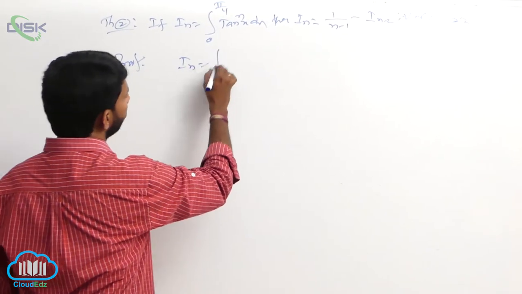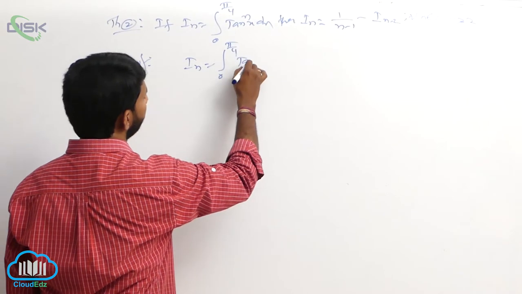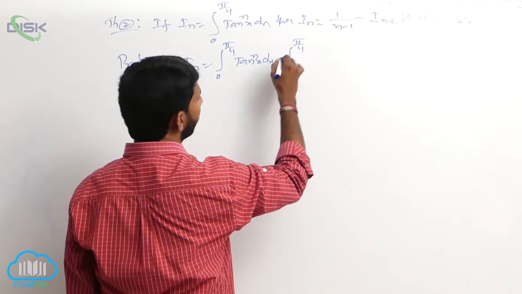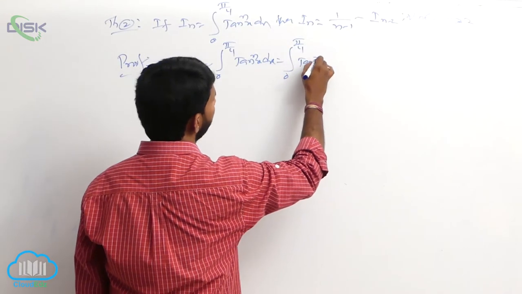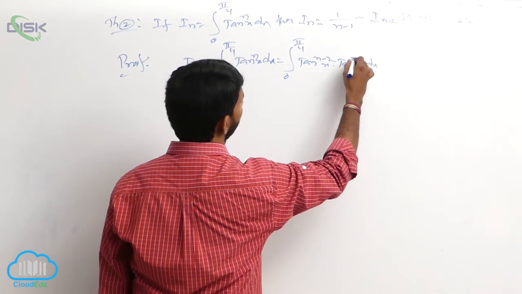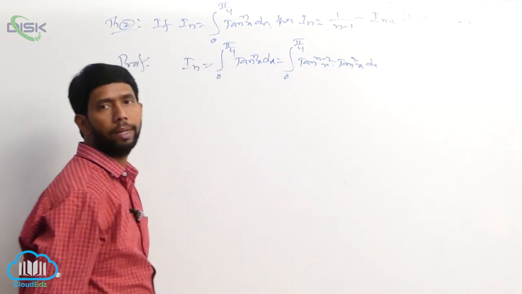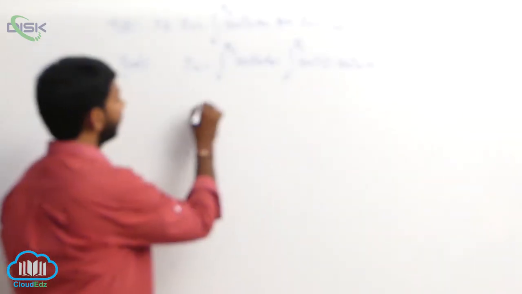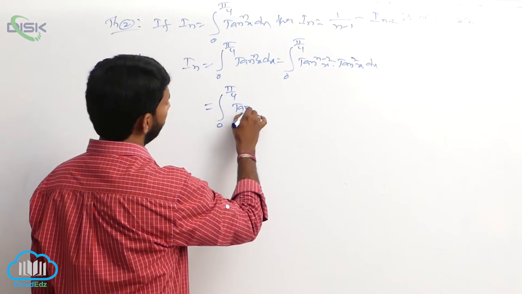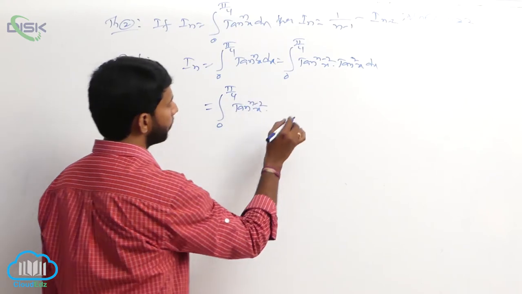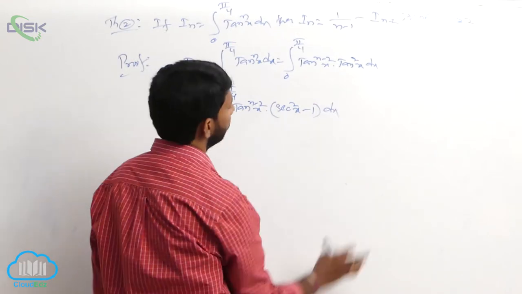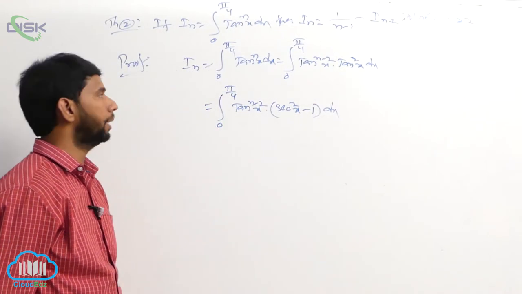In is equal to integral 0 to pi by 4 tan power nx dx, which is equal to integral 0 to pi by 4 of tan power (n minus 2)x into tan square x dx. Tan square x can be converted into secant square x minus 1, so integral 0 to pi by 4 tan power (n minus 2)x into (secant square x minus 1) dx.